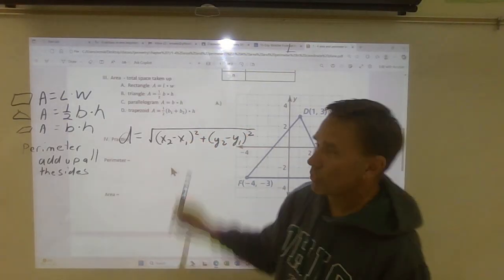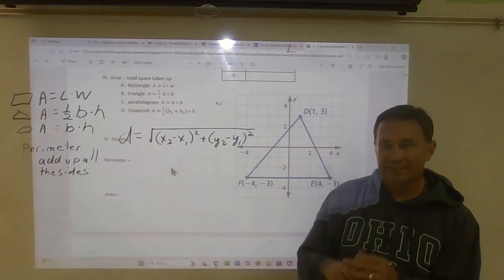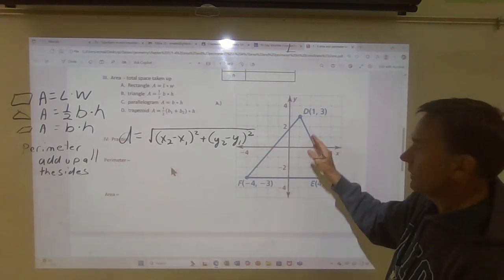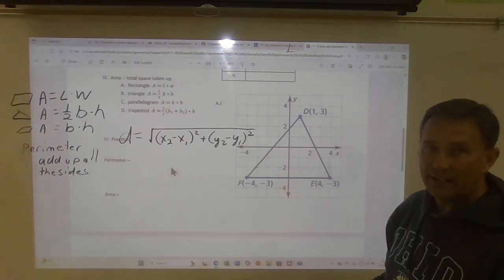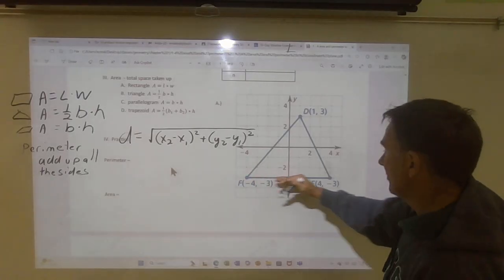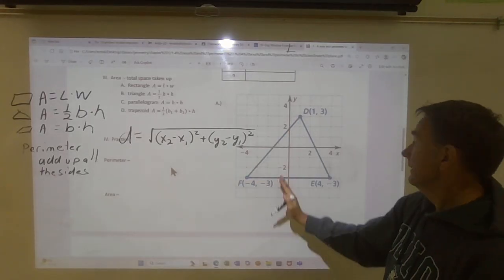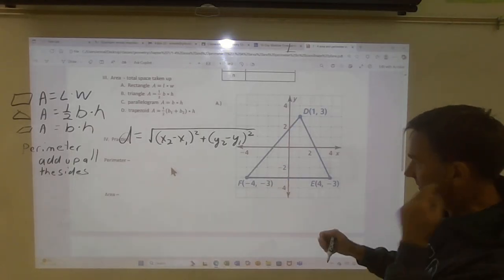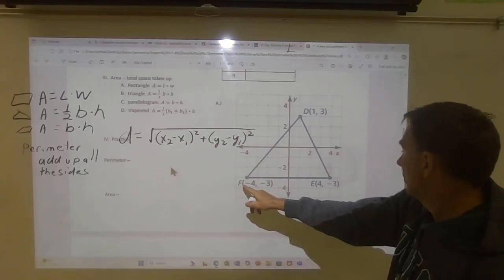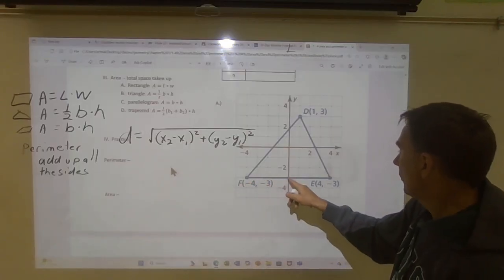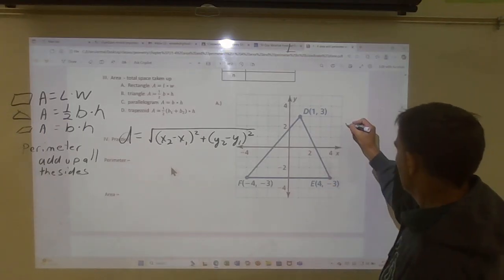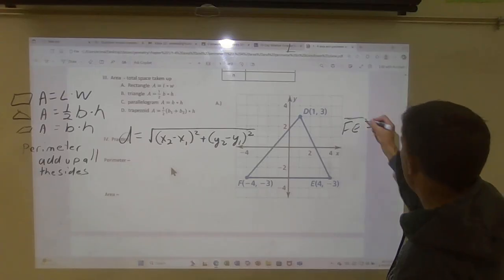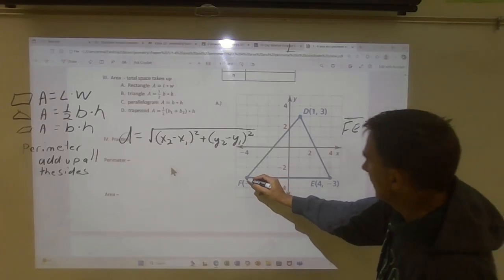So when we're talking about perimeter, we have to understand that perimeter is the distance going all the way around the figure. So if we have a triangle here, we have to find the distance for all three sides. Now, if we see a horizontal line like we have here, or a vertical line, which we don't have in this one, we can do what's easy and just count the blocks. So if we counted this bottom line going from F to E, 1, 2, 3, 4, 5, 6, 7, 8. So segment FE equals 8 units.